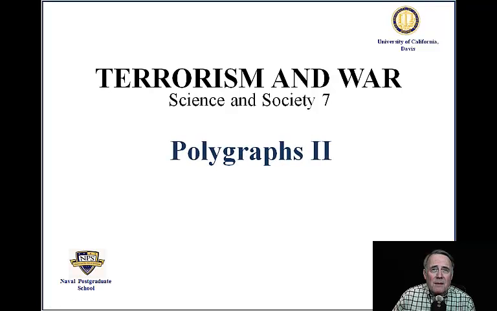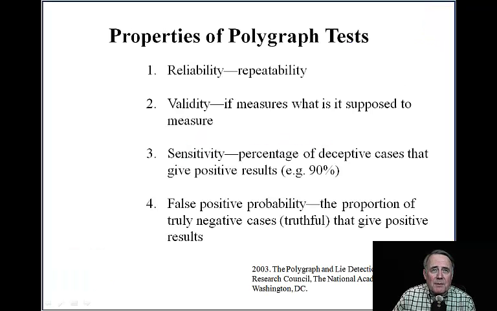Polygraphs II. Polygraph tests have four basic properties, including reliability, which refers to repeatability. That is, will repeat tests on the same person yield the same results. Validity, if it measures what it is supposed to measure. That is, does the exam in fact produce results to indicate whether the person is telling the truth.